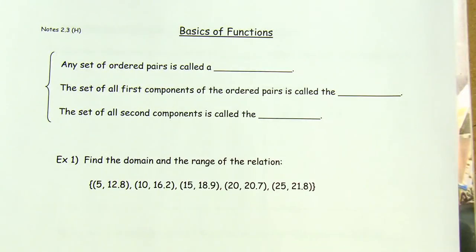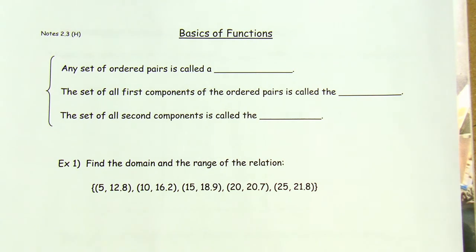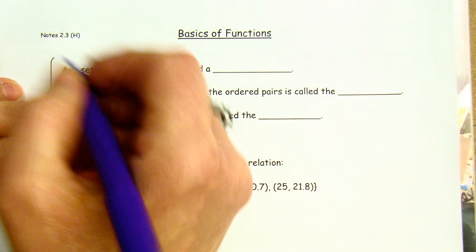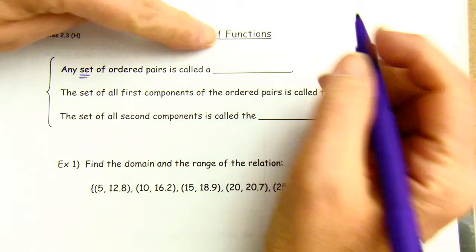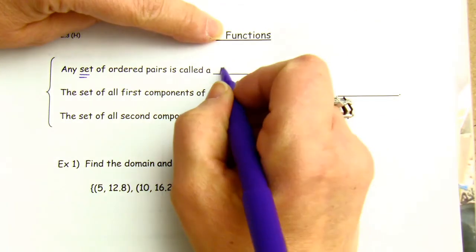All right, this is Notes, Chapter 2, Section 3, the basics of functions. So we're going to be going into functions and doing a lot with functions. So any set of ordered pairs is called a relation.